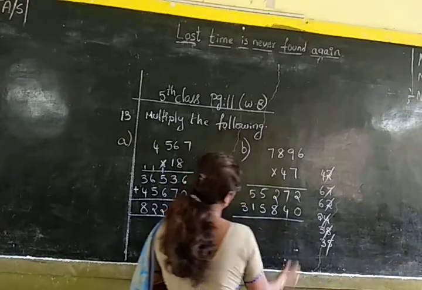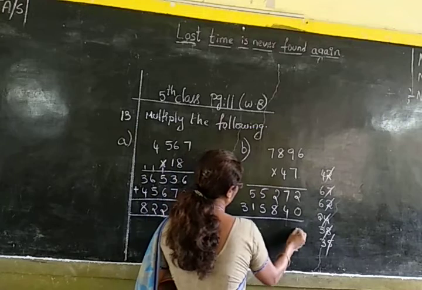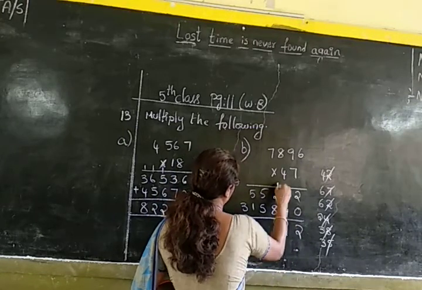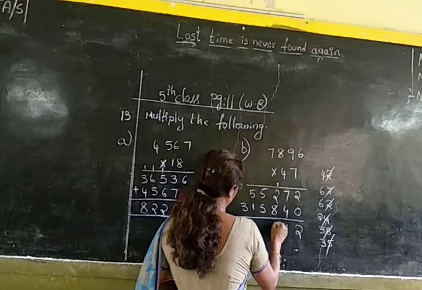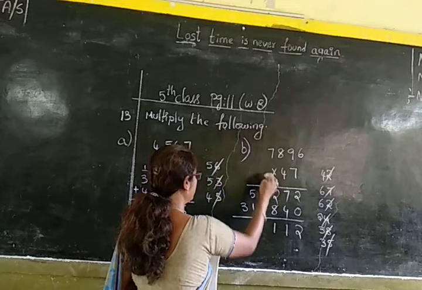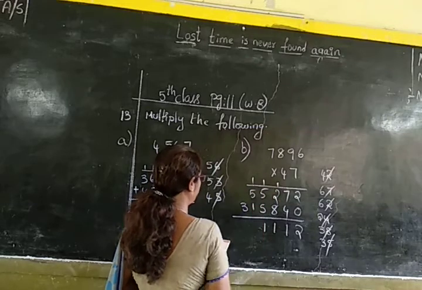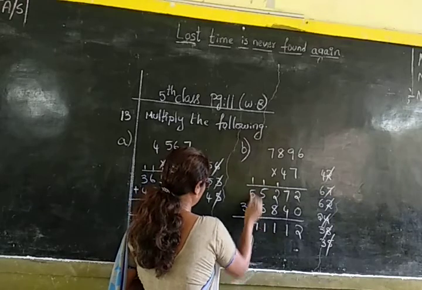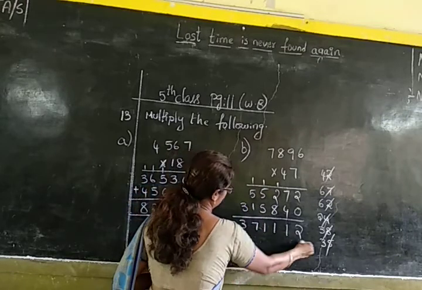Now what do I have to do? I have to add these numbers. 2 plus 0 is 2. 7 plus 4 is 11. And 8 plus 2 is 10. 10 plus 1 is 11. Okay. 5 plus 5 is 10. And 10 plus 1 is 11. 5 plus 1 is 6. And 6 plus 1 is 7. And the last number is 3.